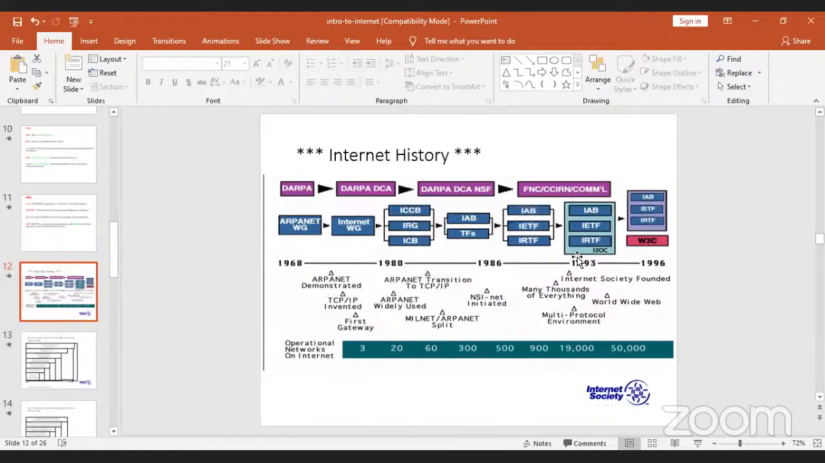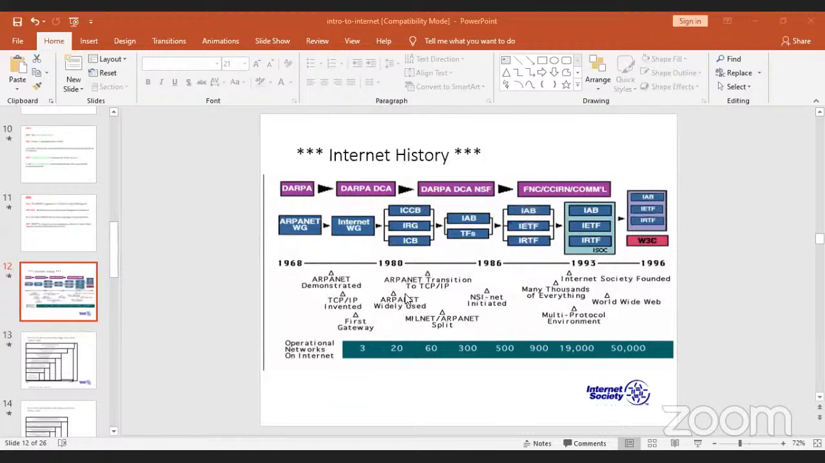You will see from 1968 to 1996. You see that around 1968 to 69, we had ARPANET, we had TCP/IP. TCP is transmission control protocols / internet protocols. So when transmissions are done on the internet, they follow some sort of protocols. You know, it was invented around 1969 to 1970. And we have the first gateway in 1980.